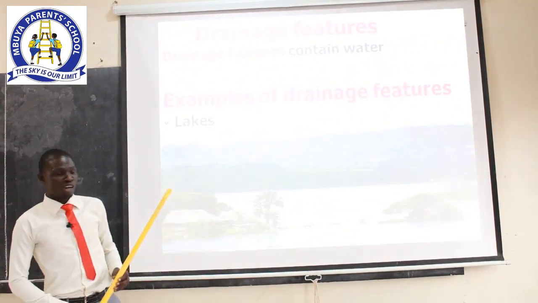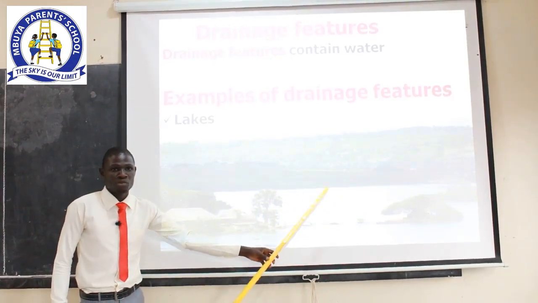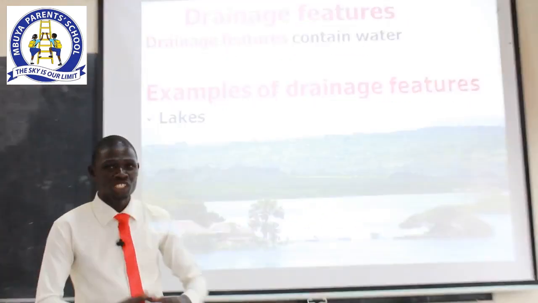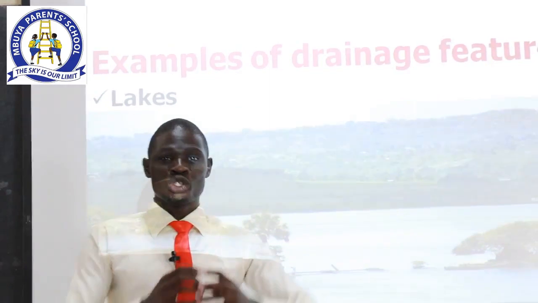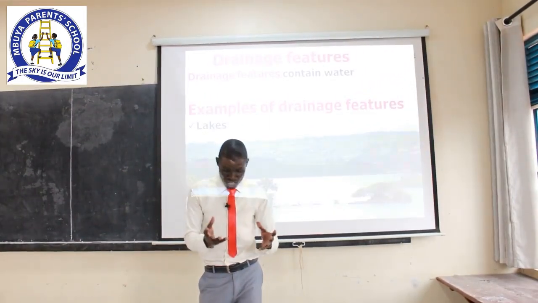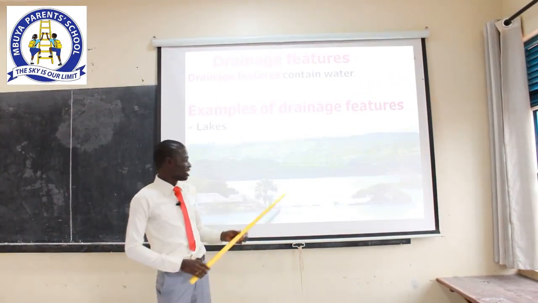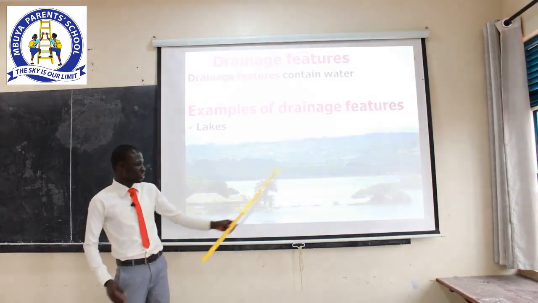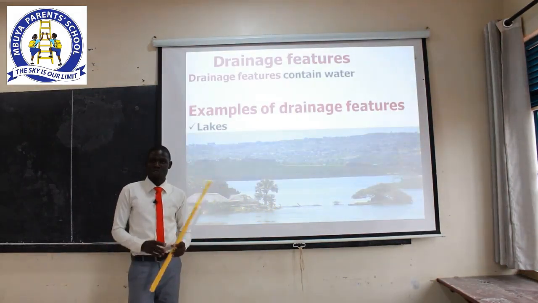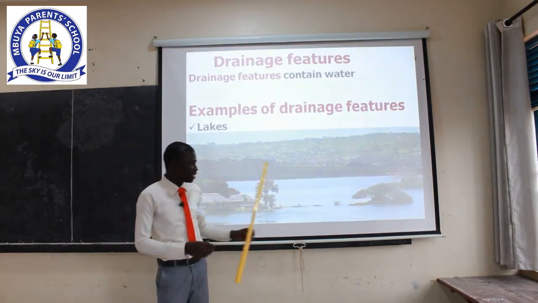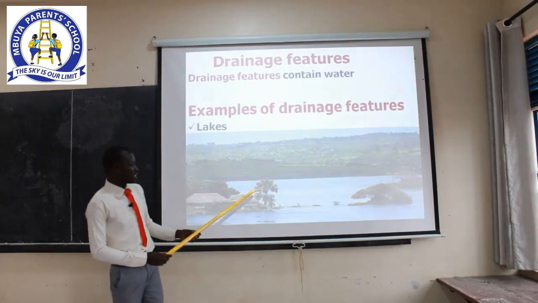And I don't know how many of you will draw for me a lake. You remember in primary 3 we said that we use the color blue to show water bodies. So draw a lake and color it with the color blue to show the water body. I don't know who is going to be the best there. Send me the picture on WhatsApp. Let us continue.